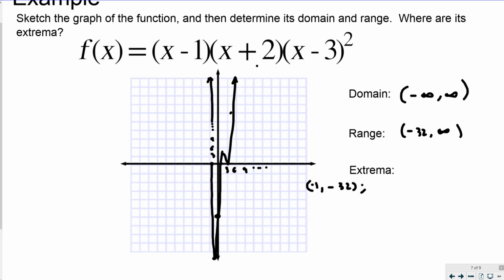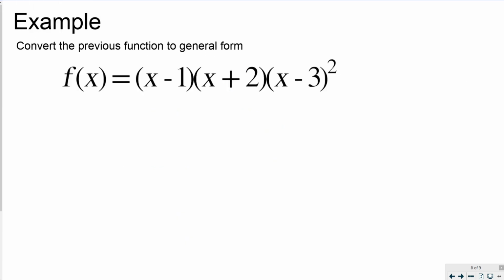And then I have another extrema up here at 2, 4. And then I have another extrema at 3, 0. And then the graph is gone for forever. So this is my minimum. This is a max. And 3, 0 is also a local minimum. So that's it, guys, for the graph of that.